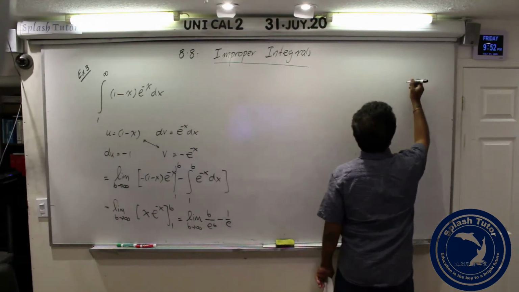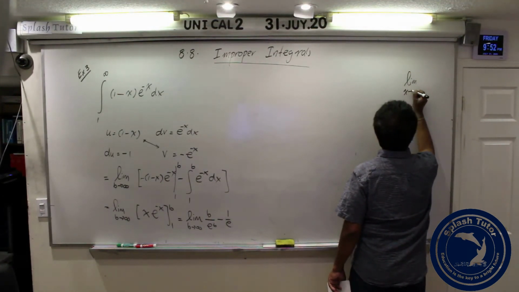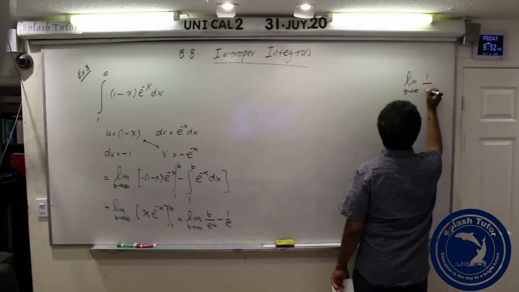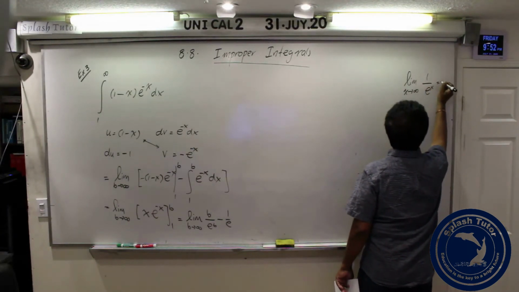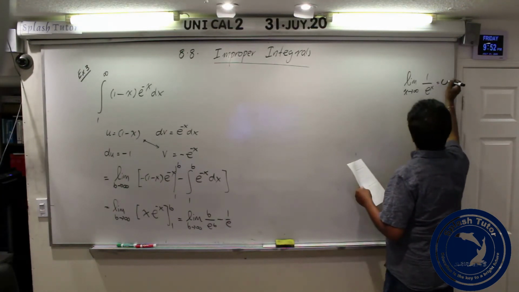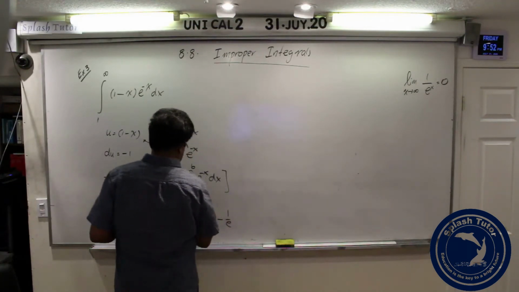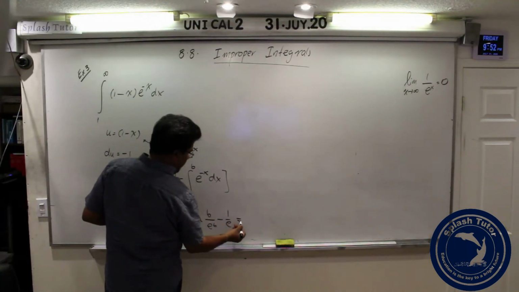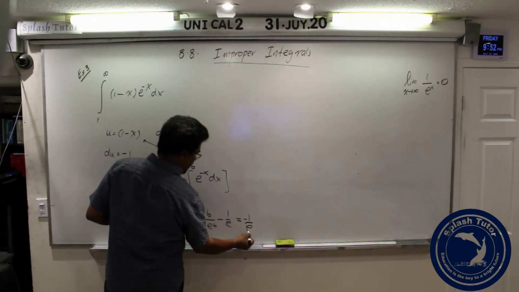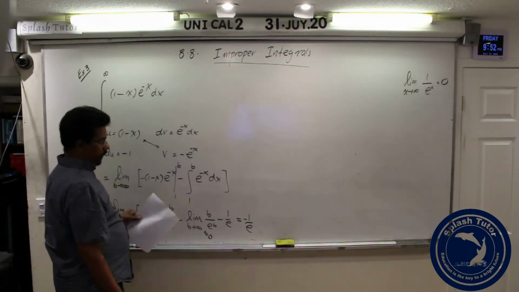Make sure that as x goes to infinity, 1 over e to the power x will be 0, right? That is 0. Now therefore this is 0, the answer is minus 1 over e, right? This is equal to 0.